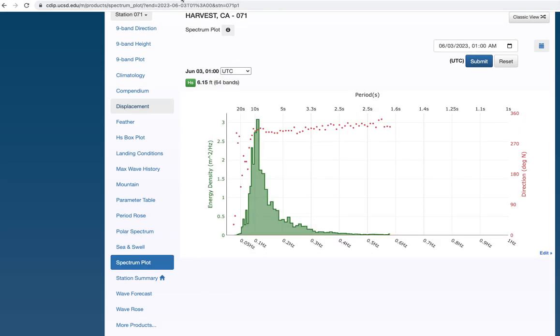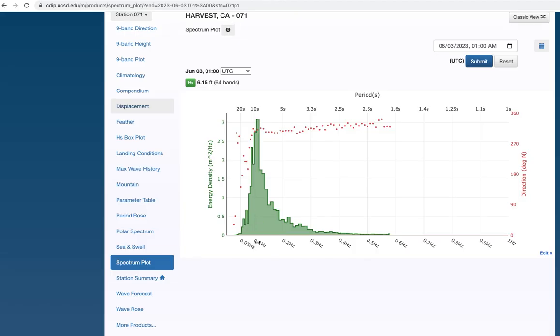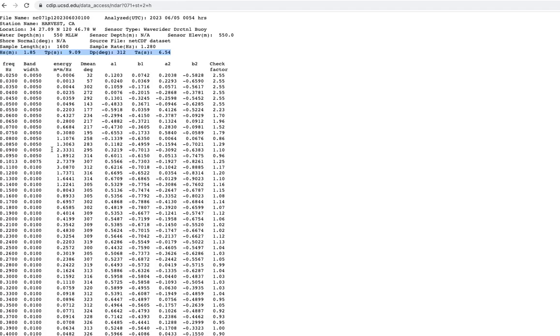So we're going to take this data. It's available right here, the ST, the full spectrum product, and the two columns that we're really going to use for the majority of this are frequency in hertz and energy in meters squared per hertz. Here are our frequencies, and our meters squared per hertz is there. So that's where this plot gets turned into a tabular format right here.